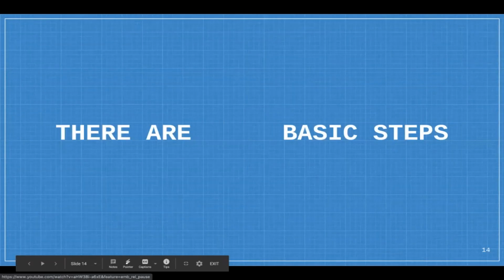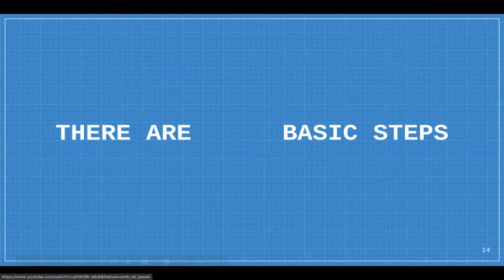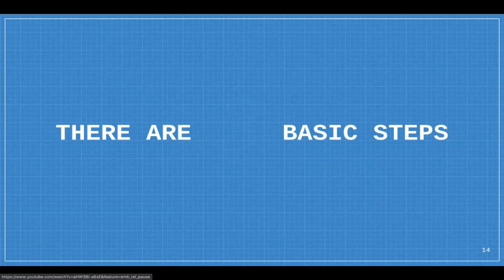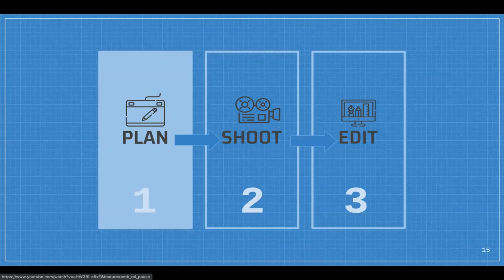So yeah, those are all the different types of videos. I'm sure there's more out there, but those are the pretty basic ones that I found. And actually, there are three basic steps to creating any kind of video production. The first one is going to be planning, then shooting and editing. If we really break it down and simplify it, it's just three steps.